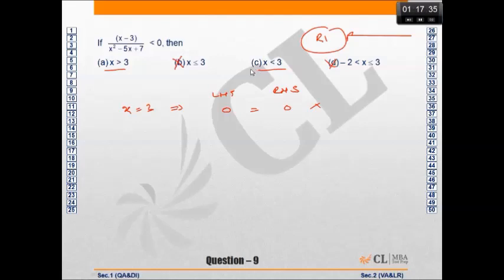If I take x to be 0, then the left hand side will become -3/7. So this is less than 0. The right hand side is 0. So x equal to 0 satisfies. So the correct answer should be x less than 3.